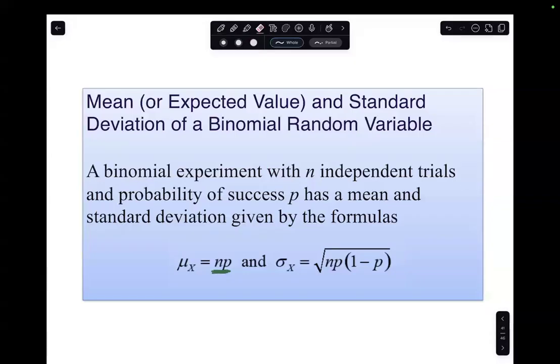So for standard deviation, you take the number of trials times the probability of success times the probability of failure, and then you take the square root of the whole thing. So number of trials, probability of success times the probability of failure, and then take the square root. That's how we calculate the standard deviation of a binomial random variable. Okay.